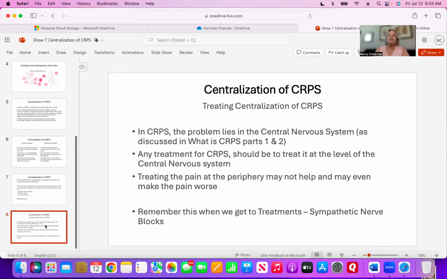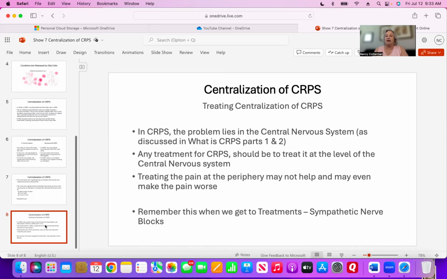In CRPS, the problem lies in the central nervous system, as we discussed in what is CRPS 1 and 2. Any treatment for CRPS should be aimed at the level of the central nervous system. Treating the pain at the periphery may not help and may even make pain worse. So remember this when we get to treatments.